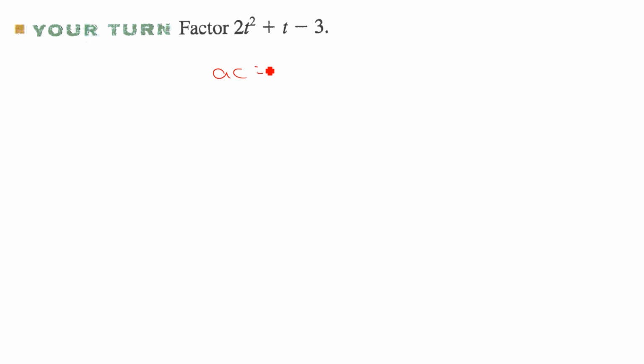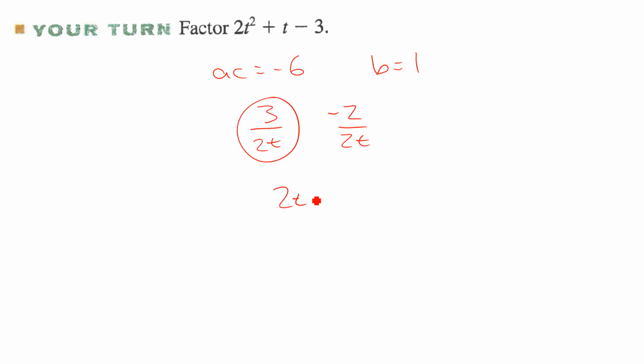All right, so AC is negative 6, and your B is 1. To get to that, we're going to have a 3 and a negative 2. Let's put 2t underneath that. And we'll end up with, this does not reduce, so we have 2t plus 3 as one of our parentheses. This does reduce. This is the same as saying negative 1 over 1t. So we would have t minus 1, and that's your answer.